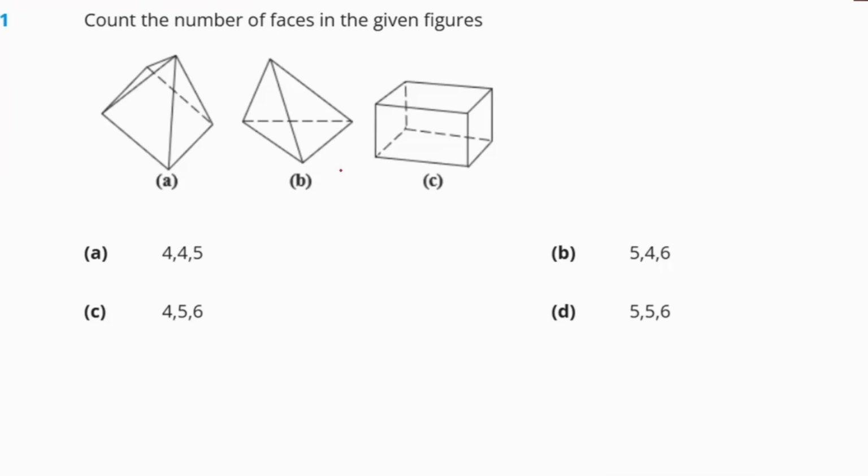In the case of B, you can see all are triangles: one, two, three, and four. Four triangular faces, so it has four faces. And the next one is a cuboid, so it has six faces. So the correct option will be five, four, and six. Option B is the correct answer. In the first picture, five faces, then four, and here six faces. Okay, so next question.